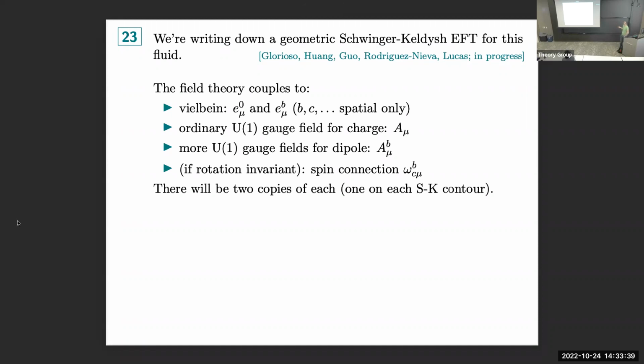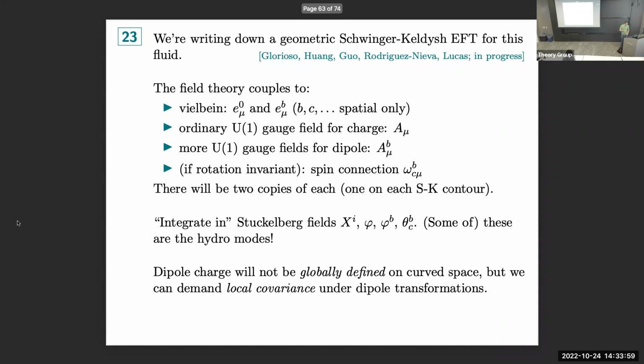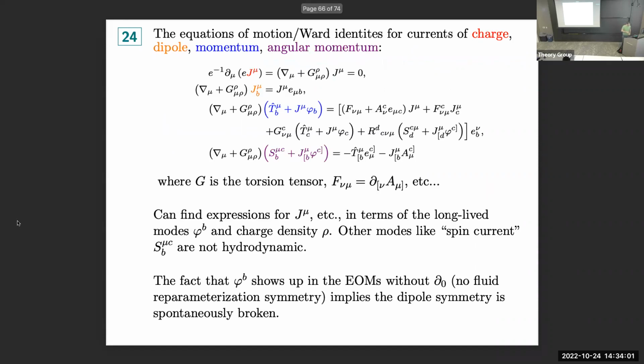Okay. So you couple this theory to Vielbein. This is more natural language to talk about this in. And basically, we add a gauge field for all of the U1s for charge and dipole, and if rotation invariant, a spin connection. Okay. And okay, let me just skip through. It's sort of complicated, and here are the equations of motion.